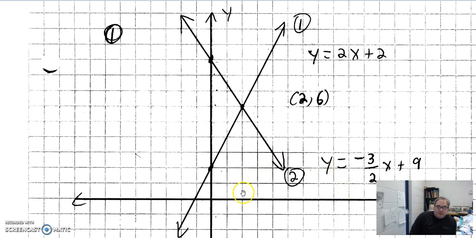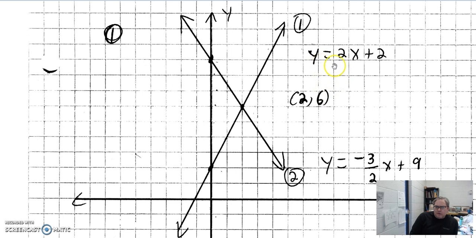Well, the graphical method is to find that point, and that would be x equals 2 and y equals 6. So I'm over 2 and up 6. This is the solution to a system of linear equations, because that's where the two lines coincide. That's where they intersect. That's where they cross.